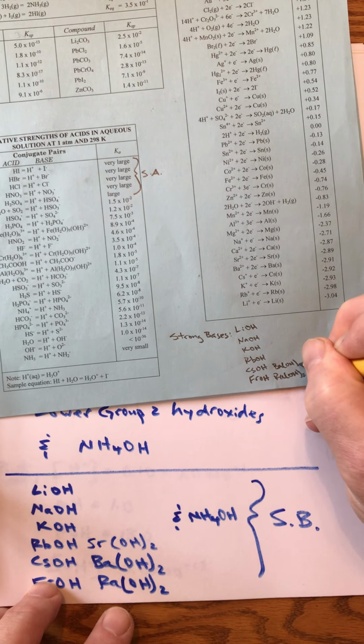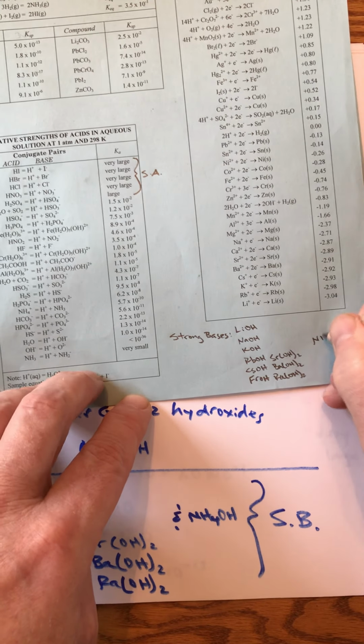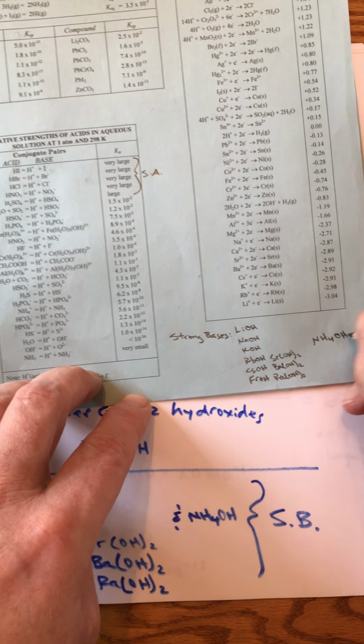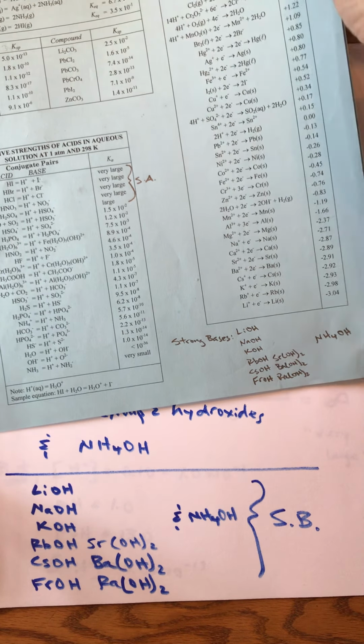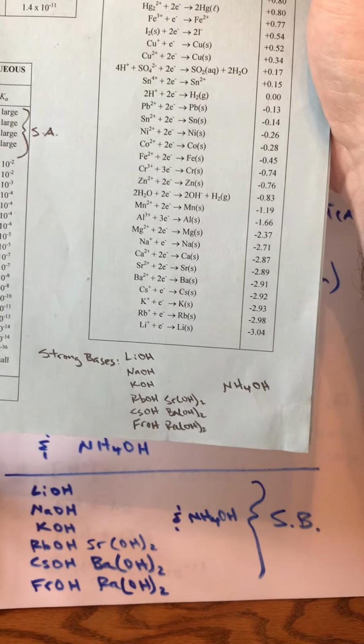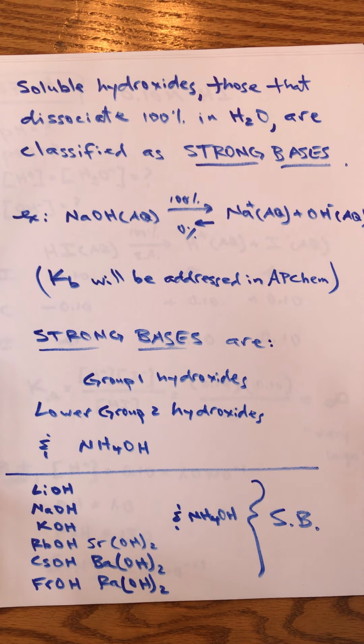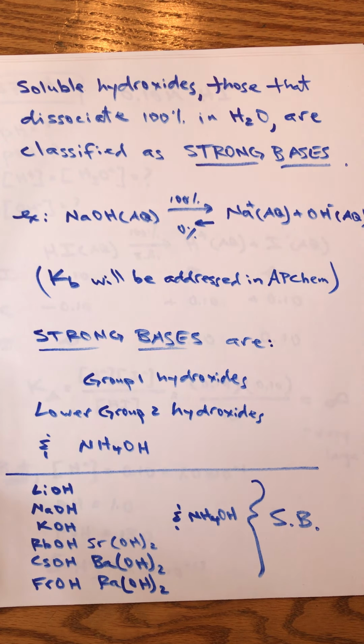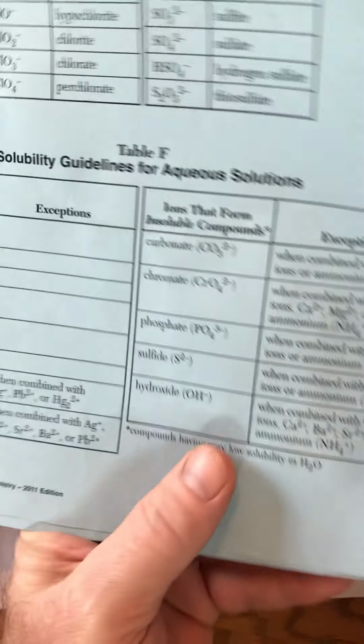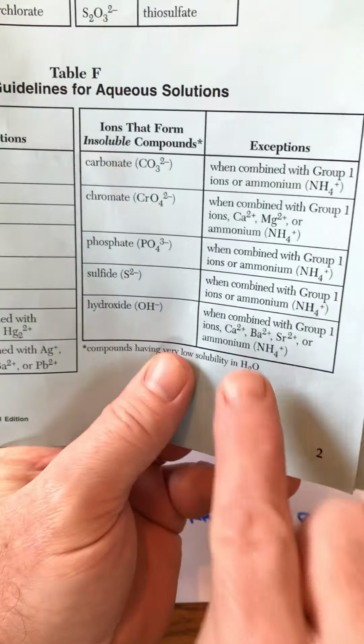The lower half of group 2, and then don't forget NH4OH, because soluble hydroxides are strong bases. So you're just supposed to remember those. If I were to look on my periodic table, here's group 1, so I just went down lithium, sodium, potassium, rubidium, cesium, francium, and the bottom half, strontium, barium, radium. Okay, and then don't forget, because table F told us that NH4 positive is also soluble.